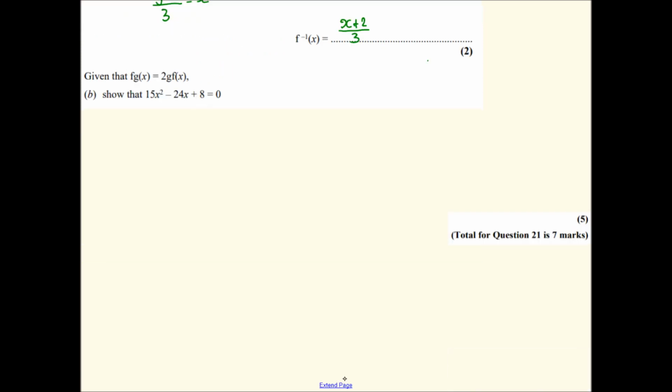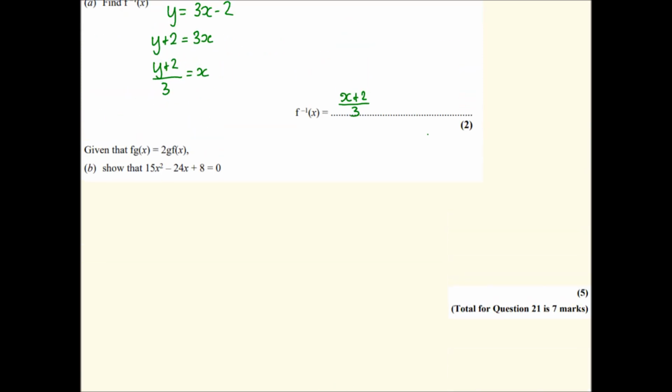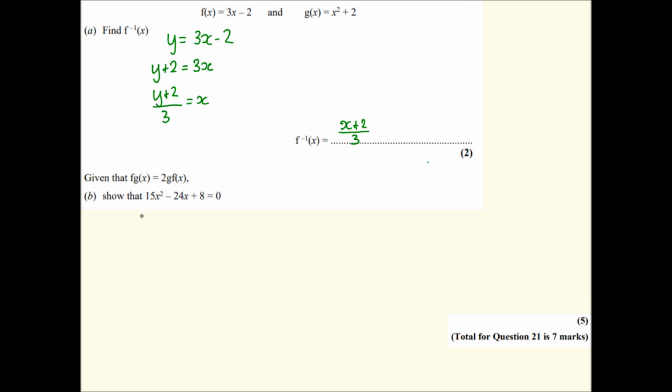Part B, you've got a couple of composite functions to work out. So it says that f of g of x is equal to 2 of g of f of x. So let's work out f of g of x. G is closest to x, so I'm going to substitute g into f. So that is replacing the x with our function for g. And we can expand and simplify this.